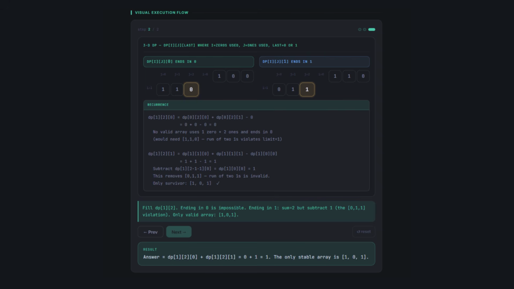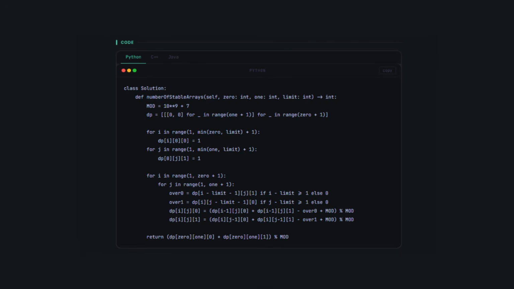Now that the idea is clear, let's look at how we implement it in code. We create a three-dimensional DP array where each cell stores counts for sequences ending in 0 or ending in 1. First, we initialize the base cases. For runs of zeros up to the limit, we set dp[i][0][0] to 1. For runs of 1s up to the limit, we set dp[0][j][1] to 1. Then we iterate over every possible number of zeros and 1s used so far. For each state, we compute two transitions, one for ending with 0 and one for ending with 1.